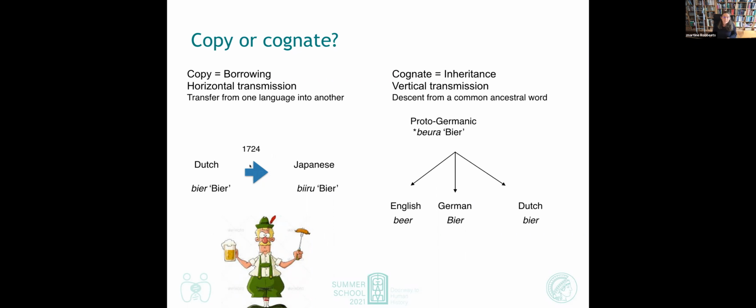So for instance, here in the example, we have the Dutch word for beer that in the 18th century was borrowed into Japanese as biru. So nobody would say that these words go back to a common ancestral word between Dutch and Japanese. It's just a unidirectional horizontal transfer. Cognacy, on the other hand, is vertical transmission. It is descent from a common ancestral word. Like we find here, English, German, and Dutch have cognate words for beer that go back to an ancestral word in Proto-Germanic.